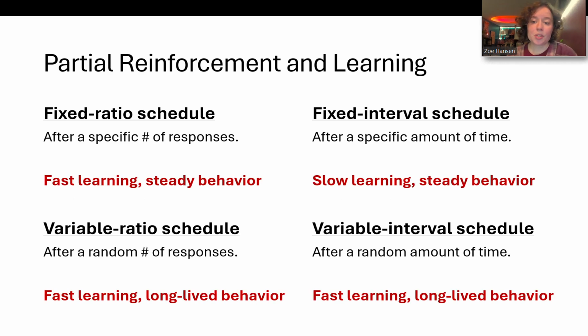So the fixed ratio schedule encourages fast learning and steady behavior, whereas the fixed interval schedule encourages slower learning, slower adoption of that behavior, but still a steady behavior over time. The variable ratio and the variable interval schedules are encouraging both fast learning, a quick adoption of this behavior, and also long-lived behavior that is not going to go extinct or go away over time.